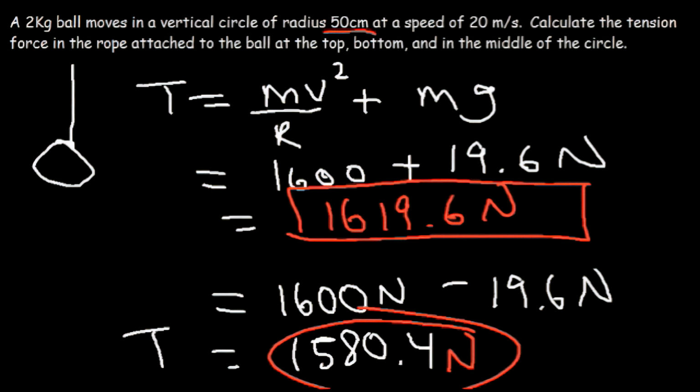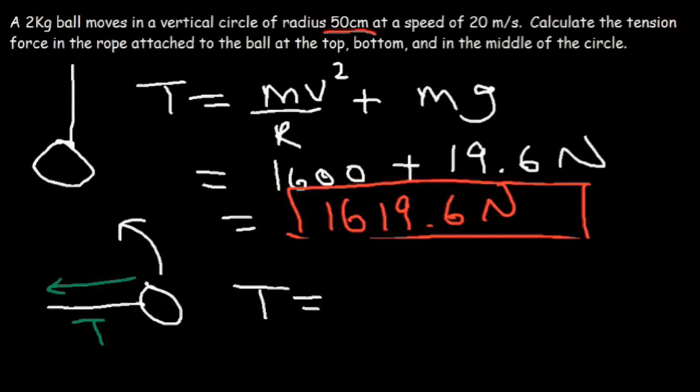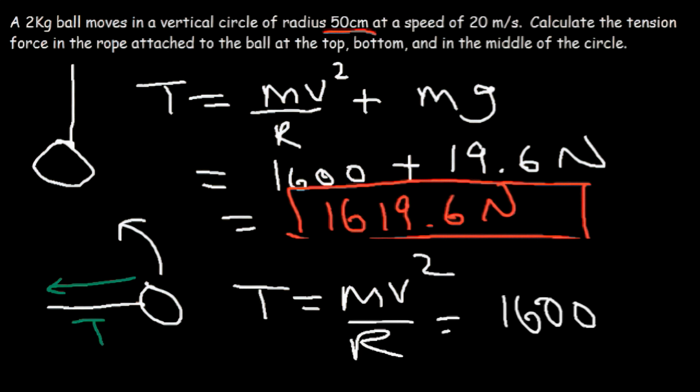Now what about at the side? Let's say it's moving in this direction. What's the tension force that acts on the rope? In this case, the tension force is approximately equal to the centripetal force at the side. So it's just going to be about 1600 newtons. And so that's all you need to know for the problem where it moves in a vertical circle.